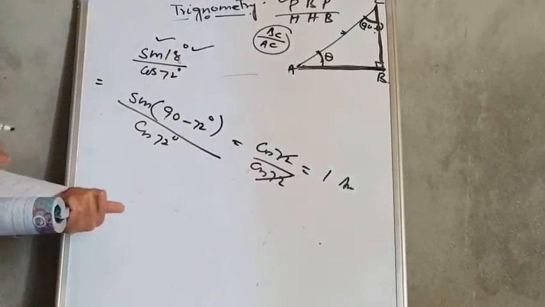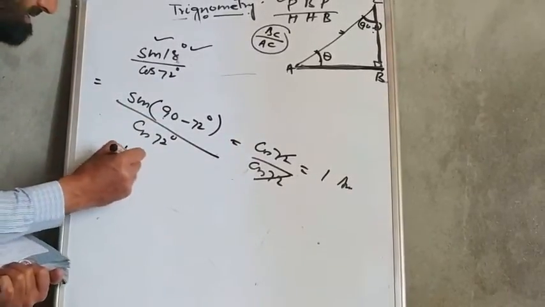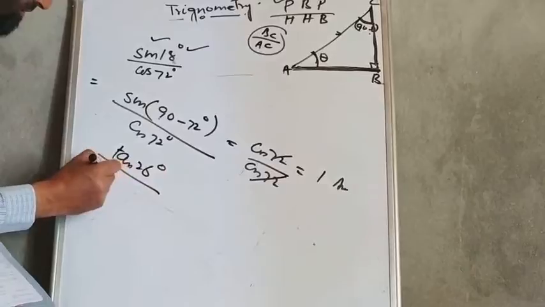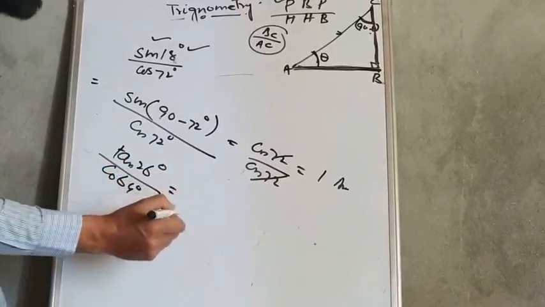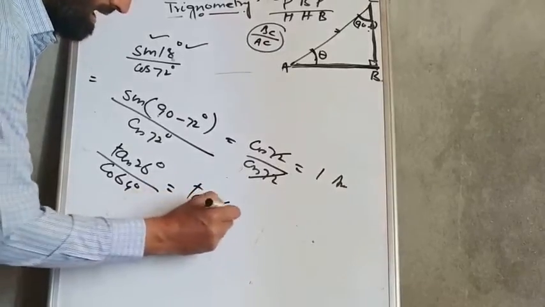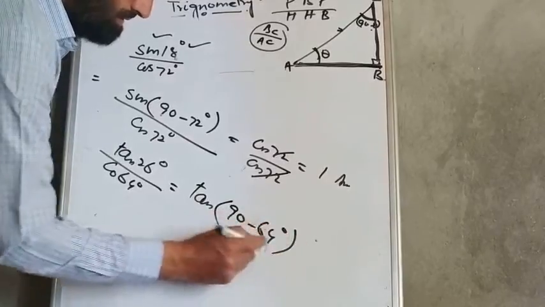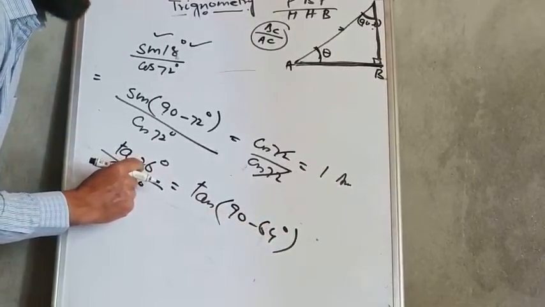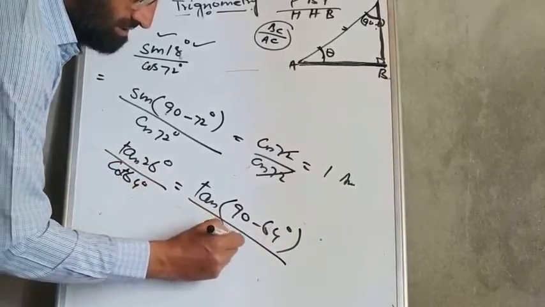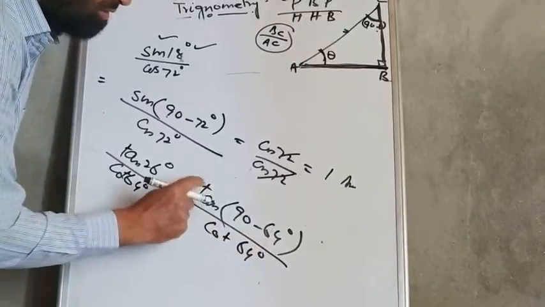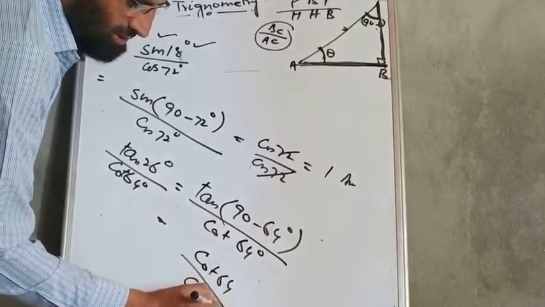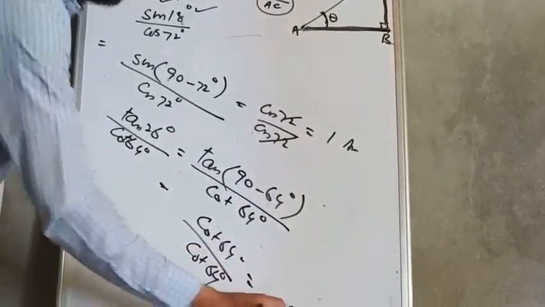Similarly, second part is tan 26 degree divided by cot 64. In the similar fashion, this you can write as tan of 90 minus 64. 90 minus 64 is our this 26 degree, divided by, keep this cot 64 unchanged. Now tan 90 minus theta is cot theta. This is cot 64 degree divided by cot 64 degree. This is equal to 1.